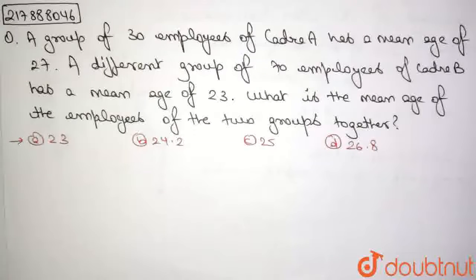Hello friends, welcome. The question states, a group of 30 employees of Cadre A has a mean age of 27. A different group of 70 employees of Cadre B has a mean age of 23. What is the mean age of the employees of the two groups together?